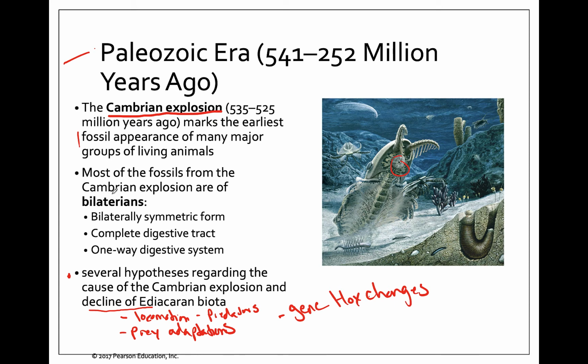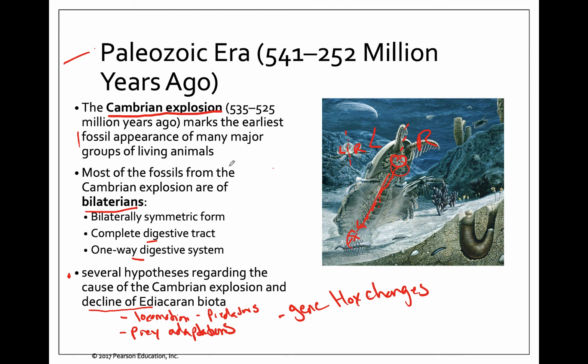Most of the fossils from the Cambrian explosion are called bilaterians. Bilateral means that there are two sides of the body. So I can cut this animal in half only one way, and it has equal left and right sides. Same thing for this animal back here. It has equal left and right sides. These have a complete digestive tract, which means that it has one-way digestion that goes all the way from the mouth through the body to the anus, which is new.